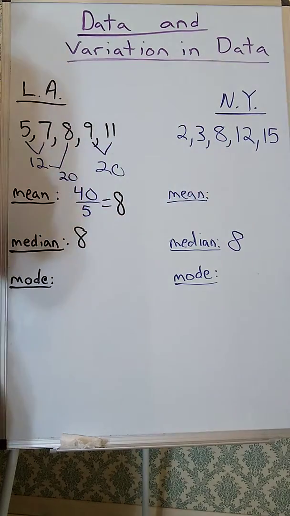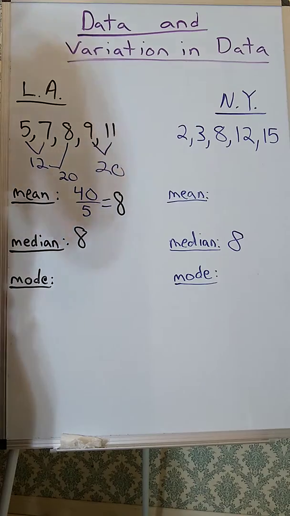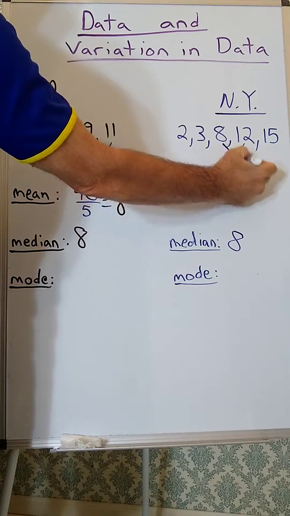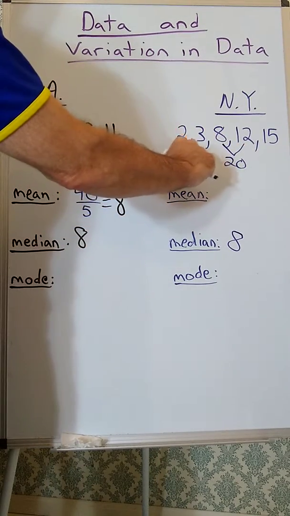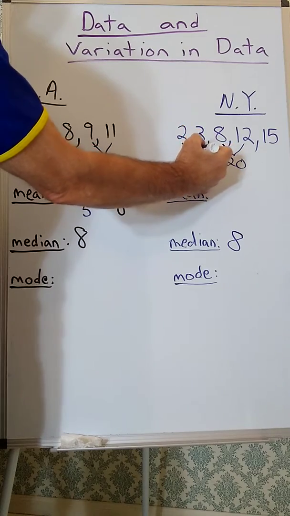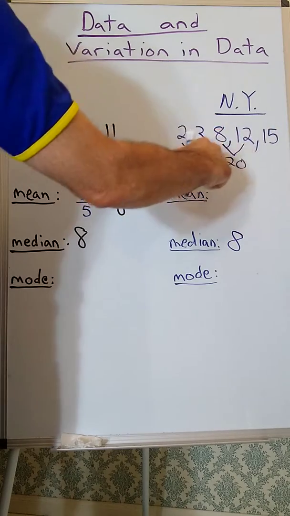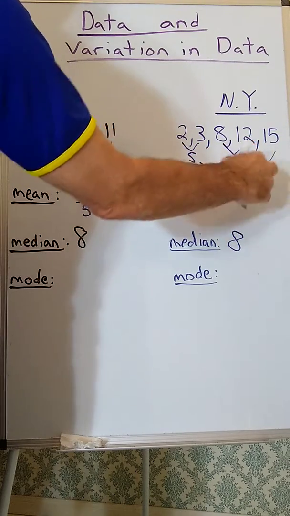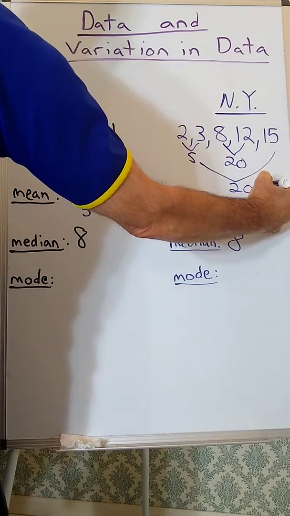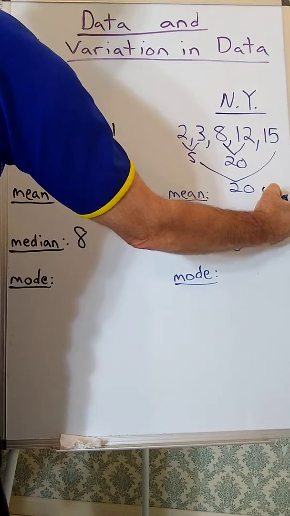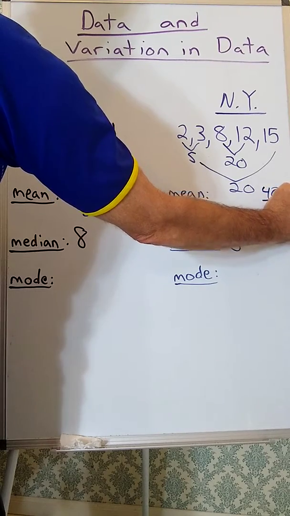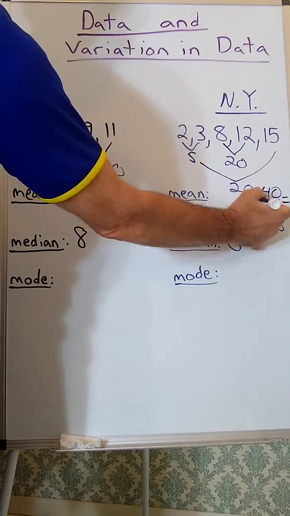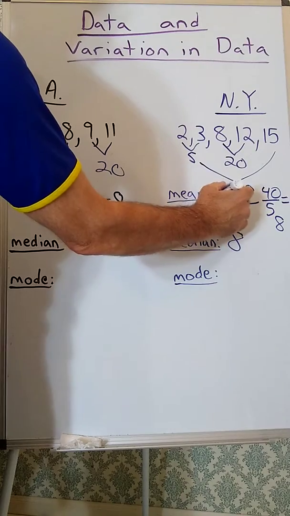Let's see what the mean is here. What are the easy numbers to add up? 8 and 2 make 10, so 8 and 12 make 20. And then 2 and 3 make 5. 5 and 5 make 10, so 5 and 15 make 20. And so we have 20 and 20. So the sum of all the data is 40. And we divide by how many there are, which is 5. 40 divided by 5 is 8. And so we see the mean in New York is also 8.